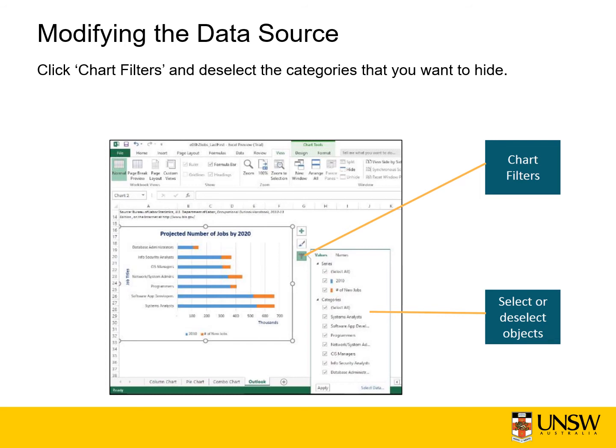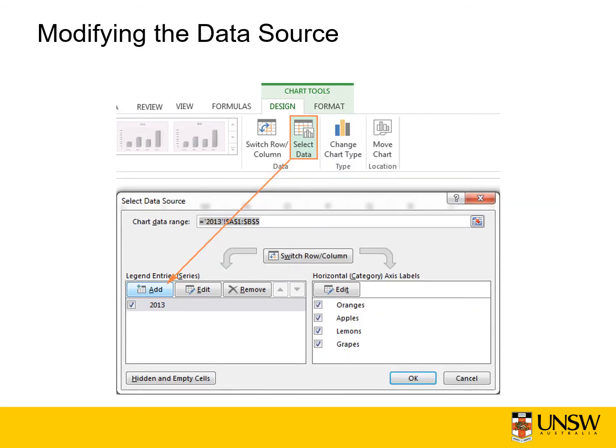When you create a chart, by default, all the selected data are visualized in your chart. But if you want to hide a part of your data, you have 2 solutions. The first one is clicking Chart Filters and then select or deselect the series or categories as you can see in this picture. The second method is opening the Select Data Source dialog box by clicking Select Data in the Chart Design tab. This dialog box enables you to change the chart data range as well as add, edit, or remove data that is being used to create the chart.